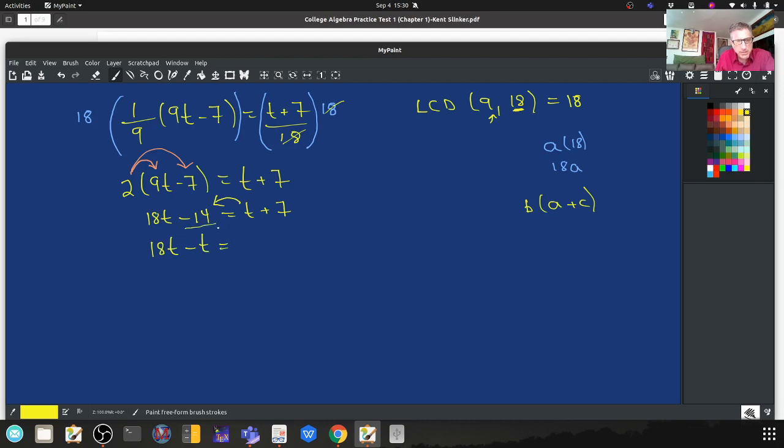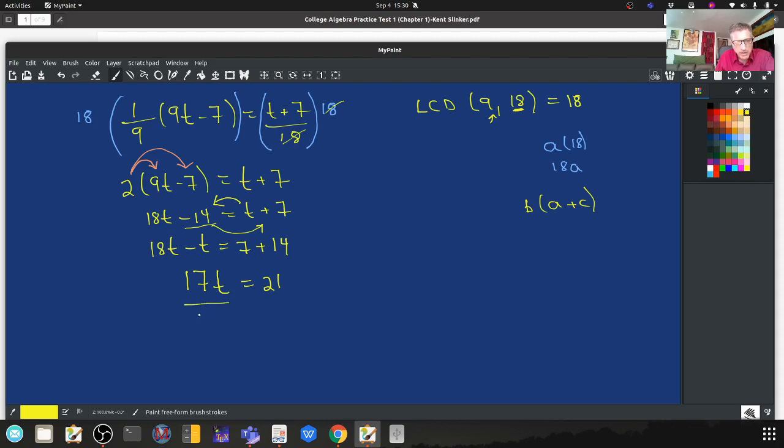And I'm going to move the minus 14 over here. The 7 stayed, and it's going to be joined by the 14 with its sign changed. So 18t minus t is 17t. And 7 plus 14 is 21. So I know how many 17t are.